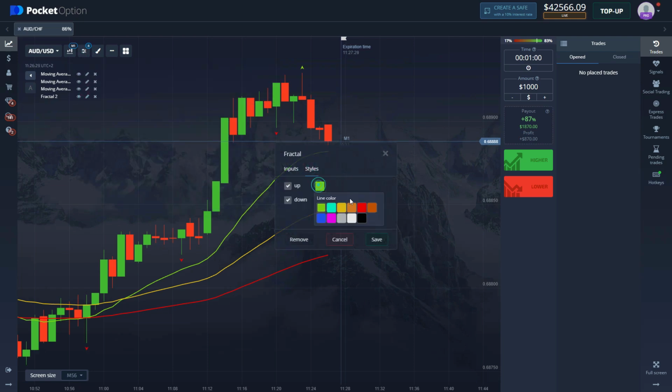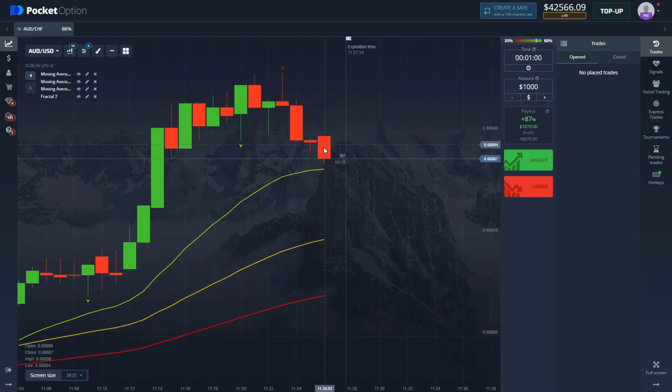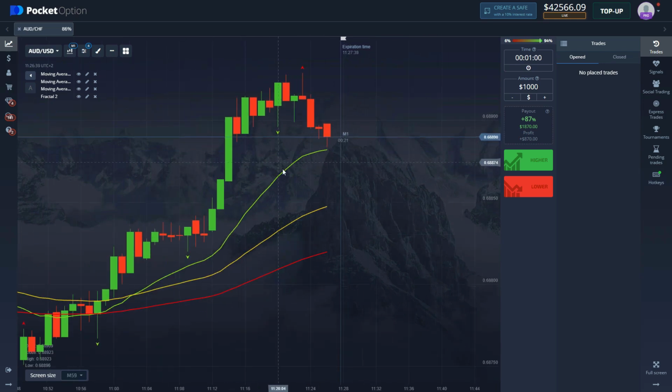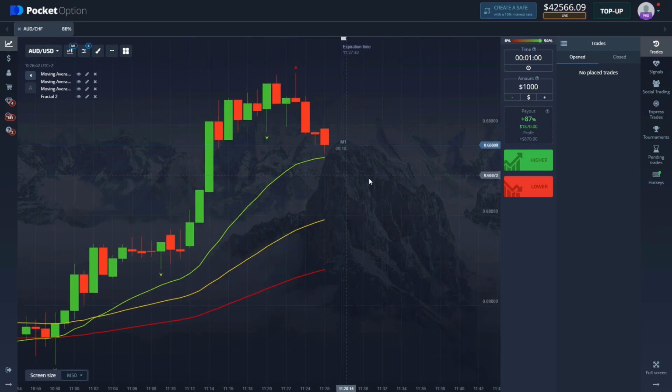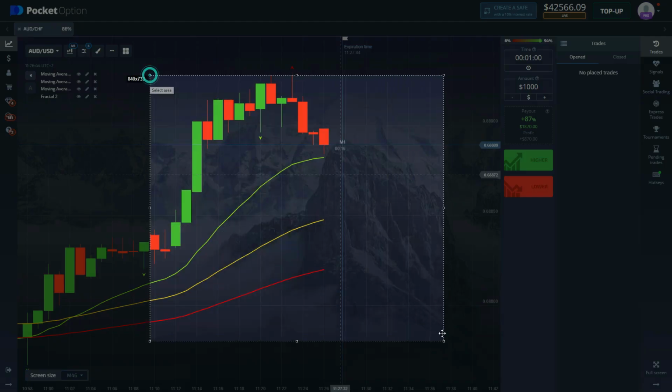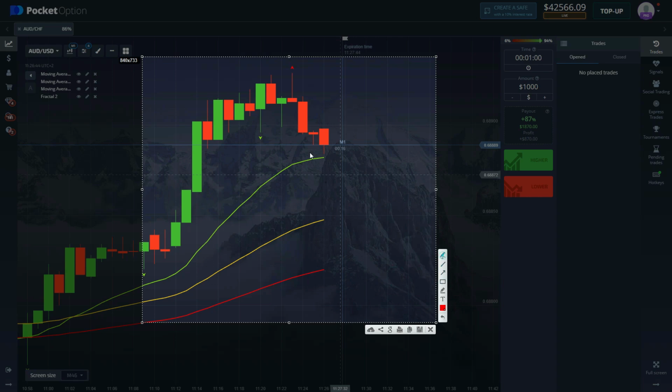But we also need the fractals. Change the color of the top one to red and the bottom one to green. This is going to be your entry signal indicator. So what you need is for the price to be outside of the three moving averages, and once the price pulls back into the 20 moving average, you're gonna wait for the green indicator to be printed under a candle, and once it's printed, you're gonna enter a 1 minute long position.